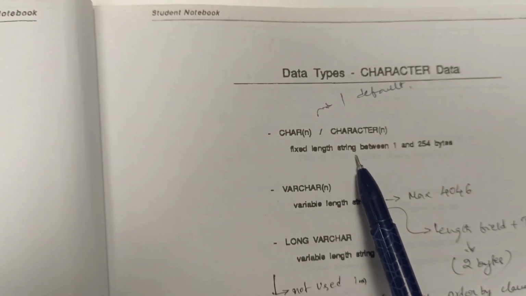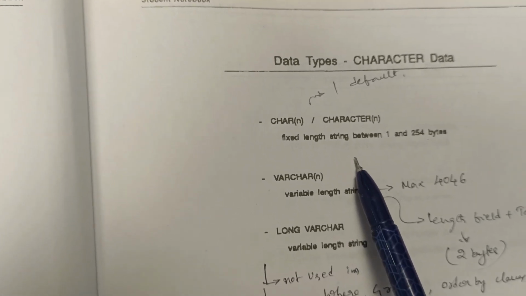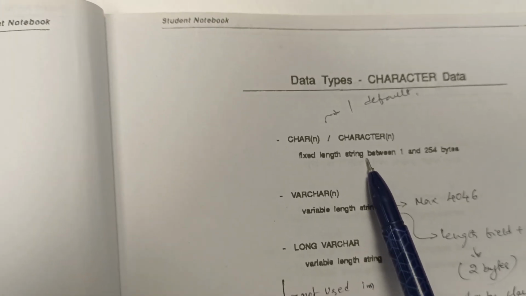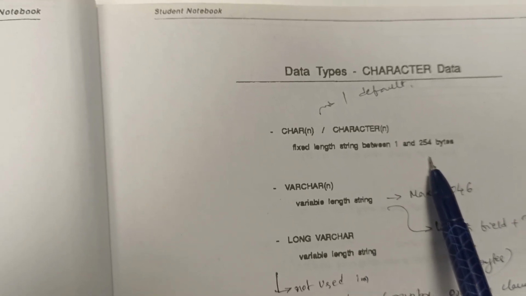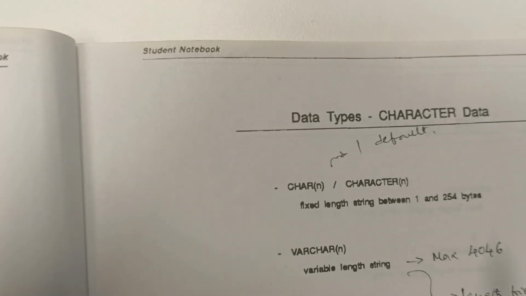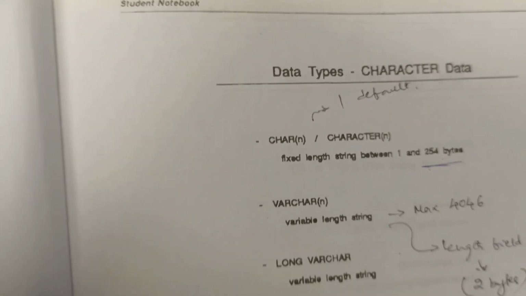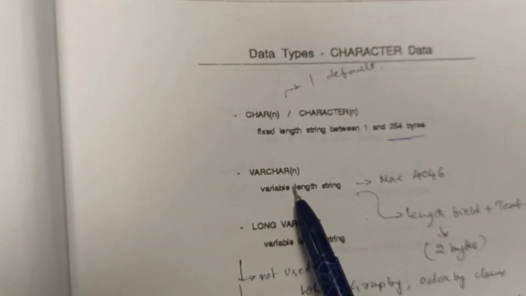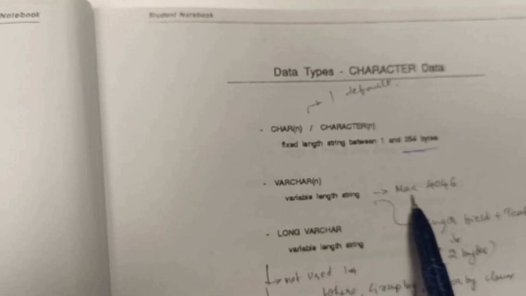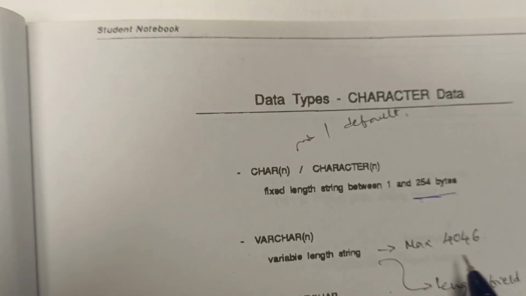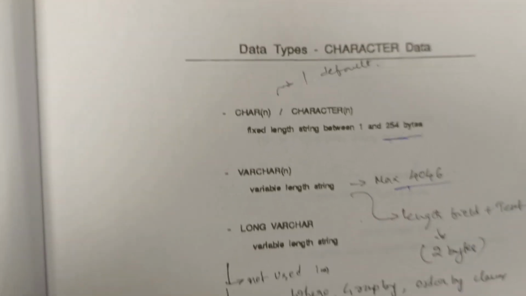Friends, this is one of the important questions. Sometimes the interviewer may ask what the maximum character string you can store is. You can simply say that we can store a maximum of 254 bytes for the fixed length character. Similarly, there is varchar n. For varchar n we can store a maximum of 4046 bytes.